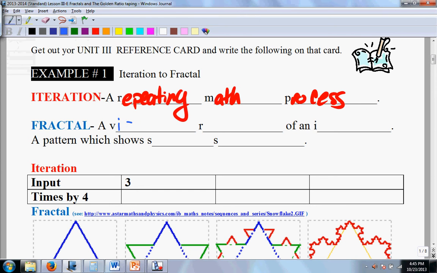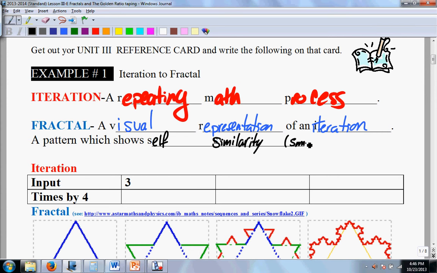A fractal is a visual representation of an iteration, some sort of visual representation of an iteration which shows self-similarity. Which means you're going to have some sort of repeating factor which is going to be the same shape, different size.